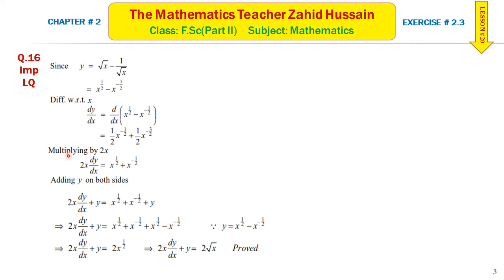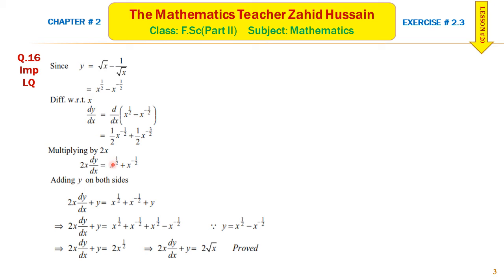Now, we are asked to prove that 2x dy over dx plus y is equal to 2 square root of x. This is given to us: if y is equal to this, then prove that 2x dy over dx plus y is equal to 2 square root of x. This is the answer which is also given. So, what we need to prove in that expression is dy over dx multiplied by 2x. So multiply both sides of this by 2x.